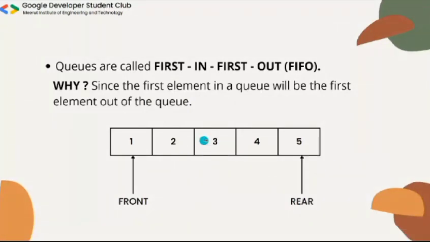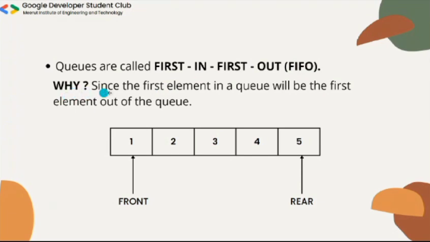Now, queues are called first in, first out, which basically means the element which is first inserted will be the first one to be removed from the queue. But yesterday we learned that in the case of a stack, the element which is last inserted will be the first one to be removed. A queue is the opposite. This is the terminology we use for a queue: it follows first in, first out, FIFO.